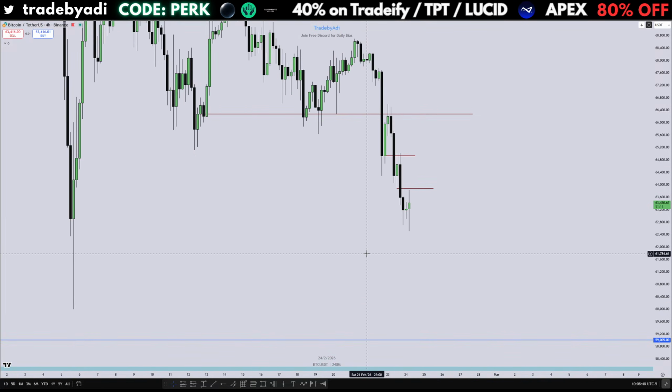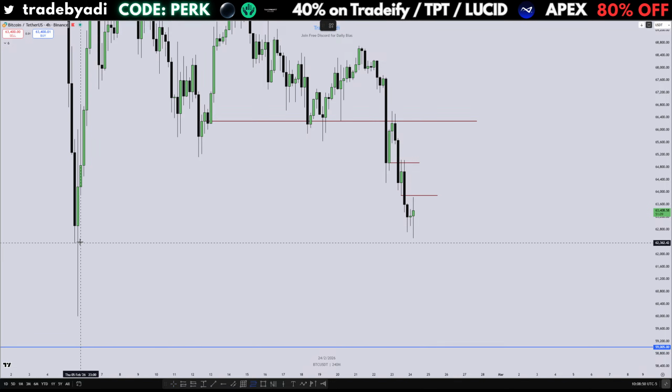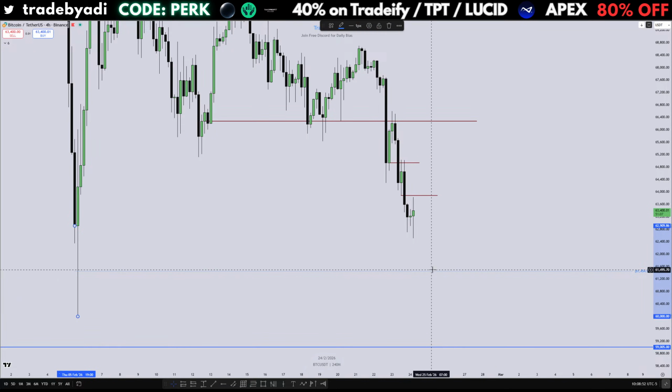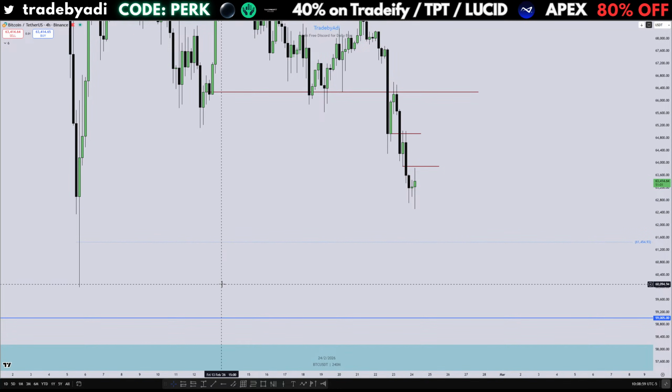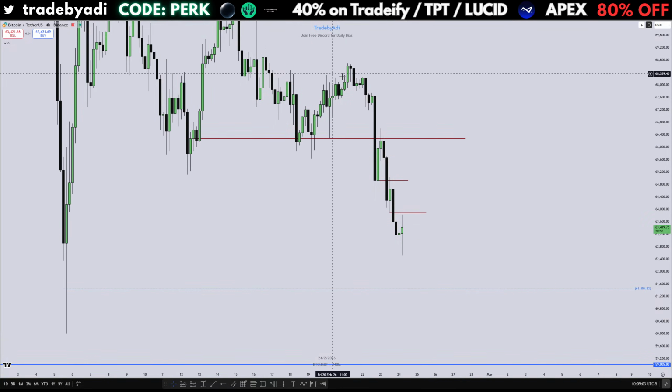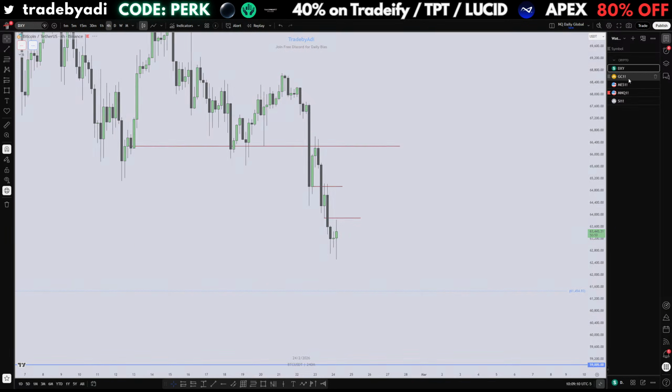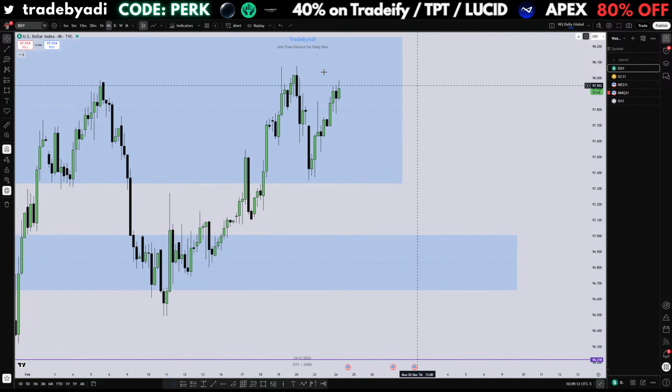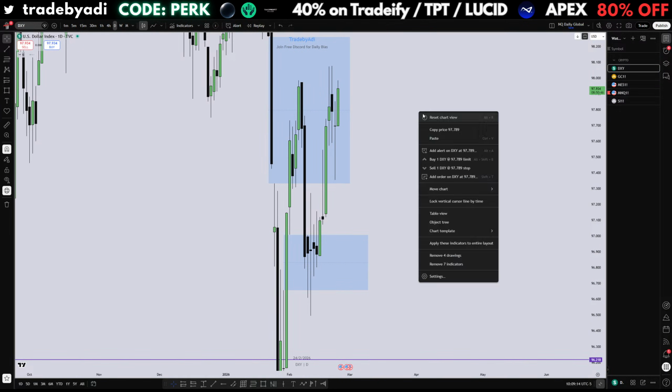Yeah, but this is what I will look for, and you can also look for this level: 61,434, and this low 60,000, and then the 59,000. We are trading inside the fair value gap of a 4 hour for the BTC. Let me check what is happening on the dollar.